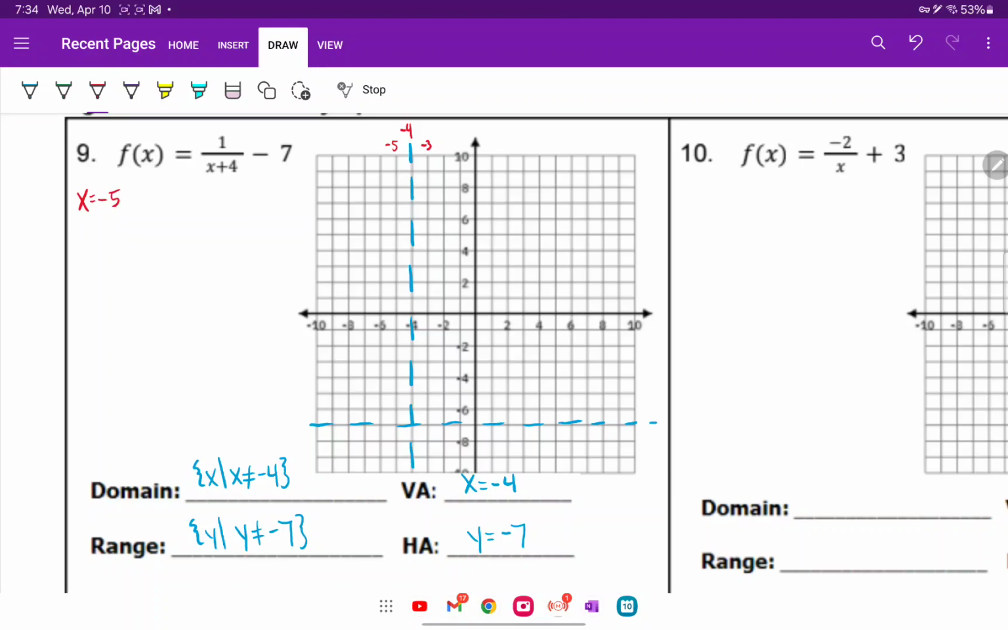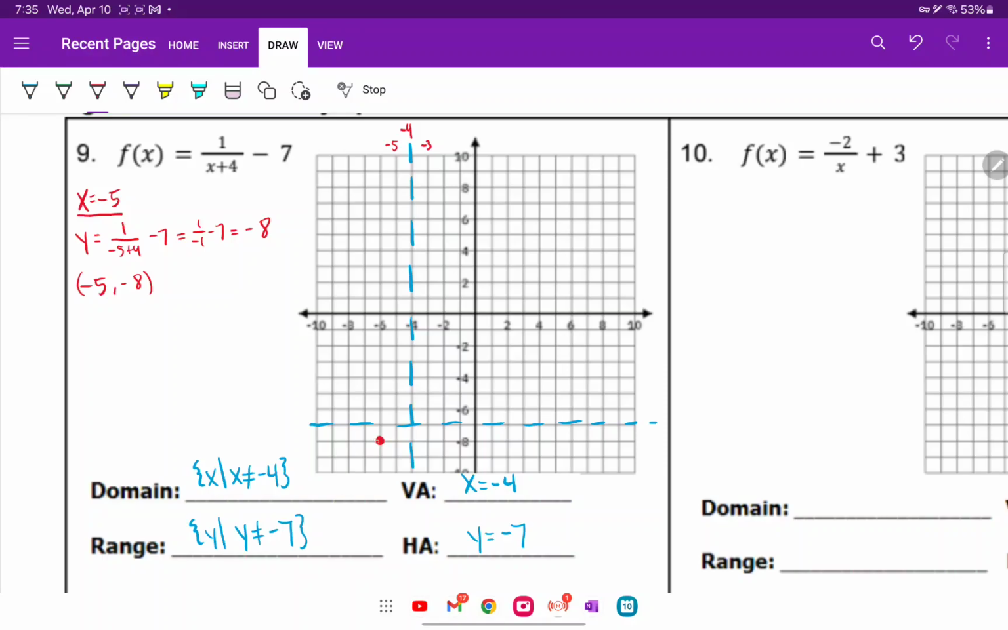All right, so I'm going to plug it into the function. So y equals 1 over -5 plus 4 minus 7, which is 1 divided by -1 minus 7, which is -8. So I just created a point, -5, comma, -8. I'm going to go ahead and plot that point.